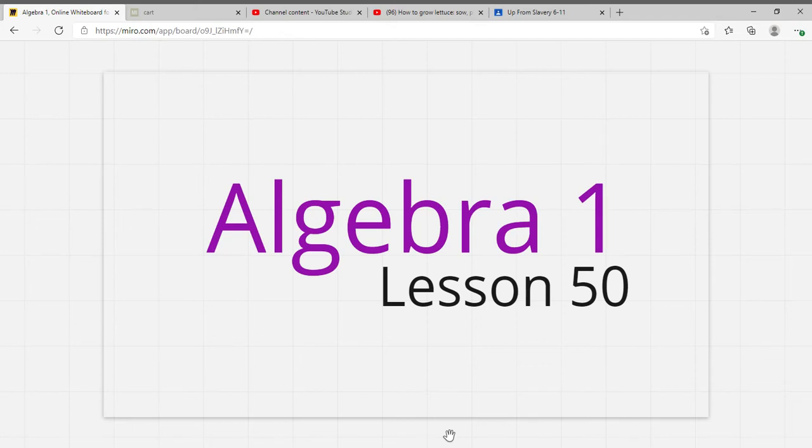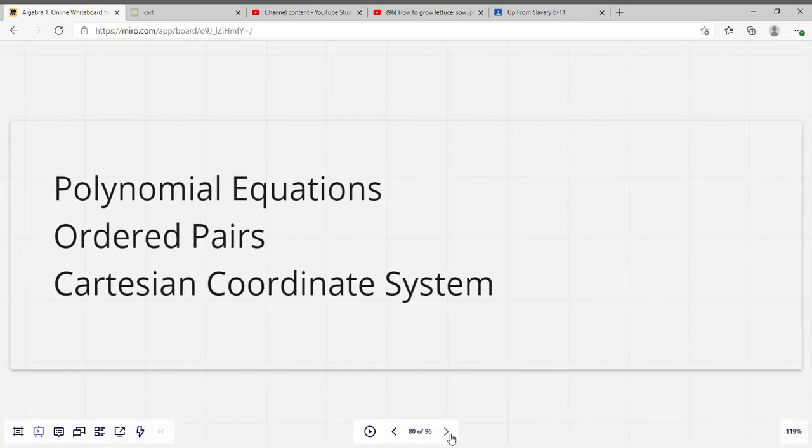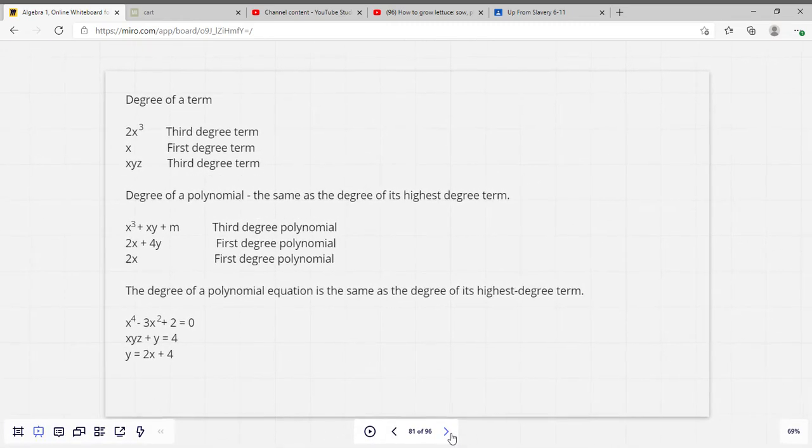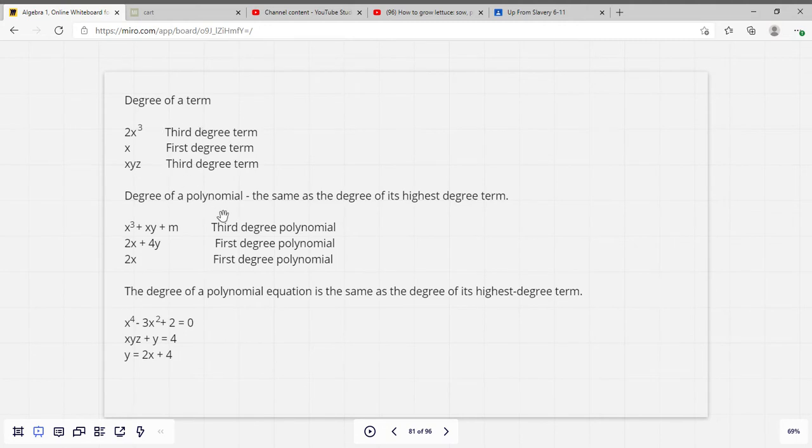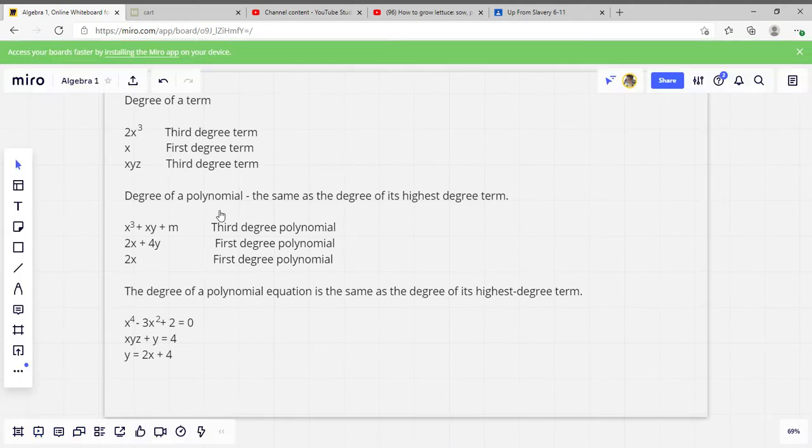Hi everybody, this is Algebra 2, Lesson 50, and in this lesson we're going to cover polynomial equations, ordered pairs, and the Cartesian coordinate system. Alright, so the degree of a term. We already looked over this, we already learned this. This is just kind of a review.